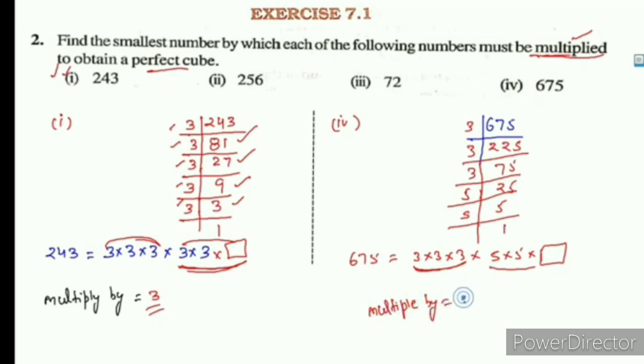Just write the smallest number to be multiplied, no need of making the number a perfect cube. Okay, yes, the remaining two are homework for you.